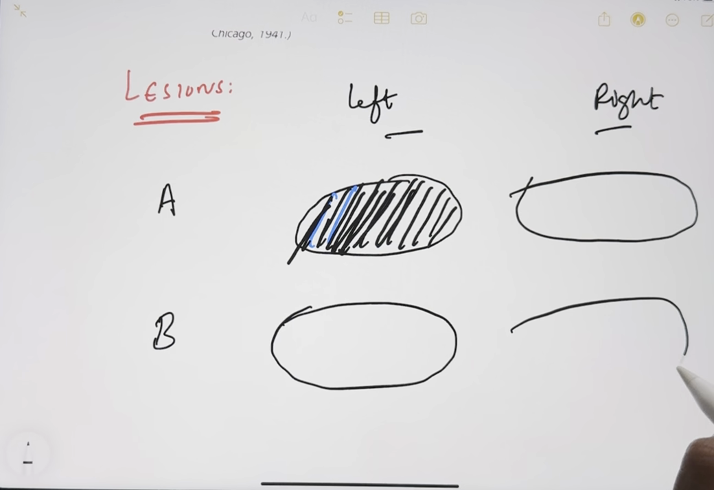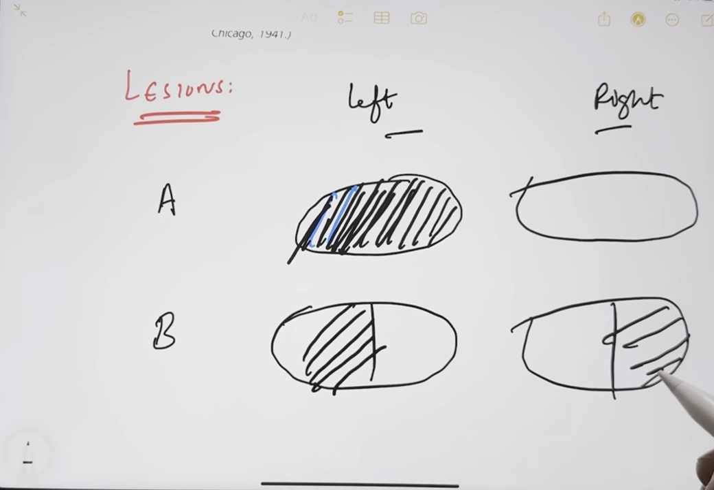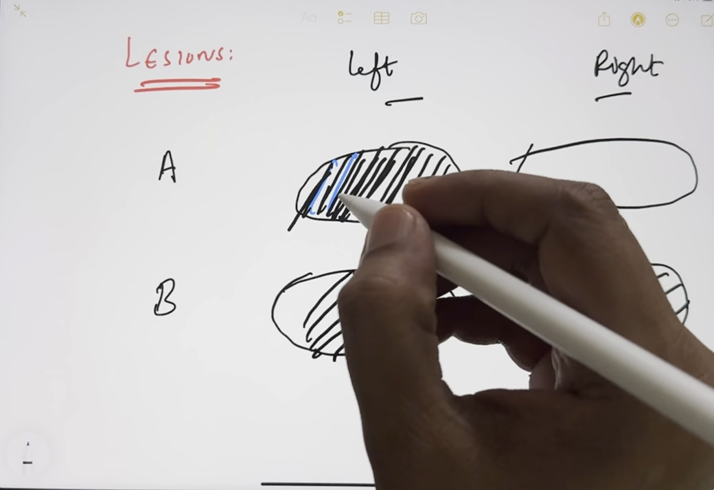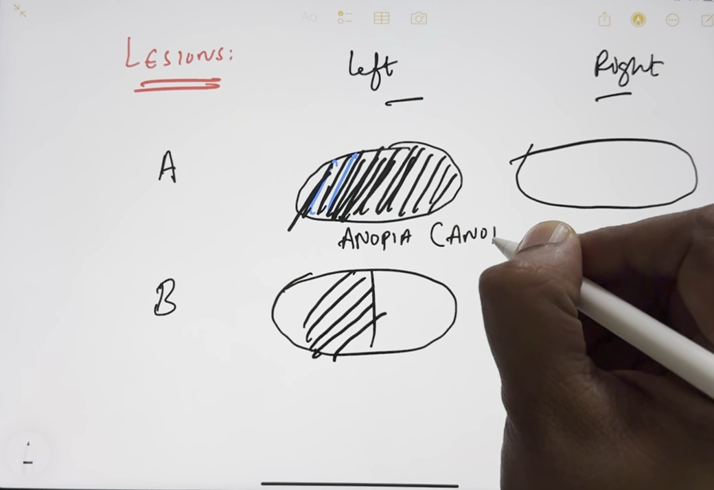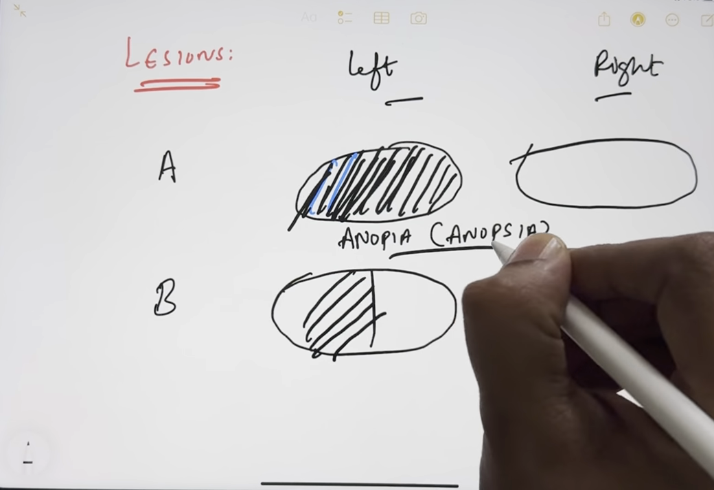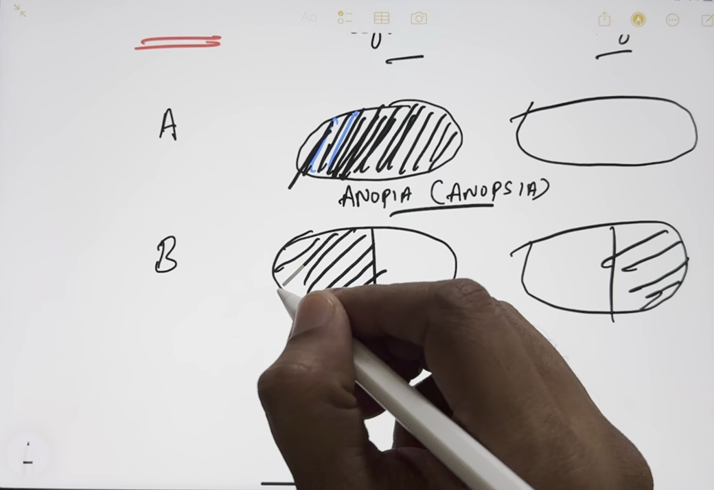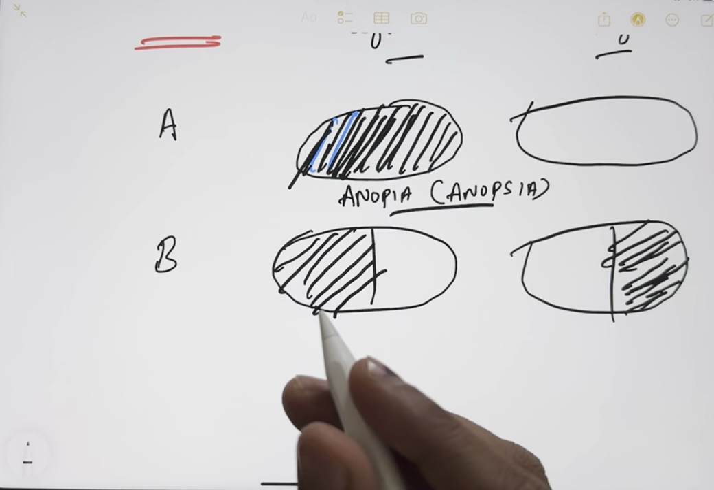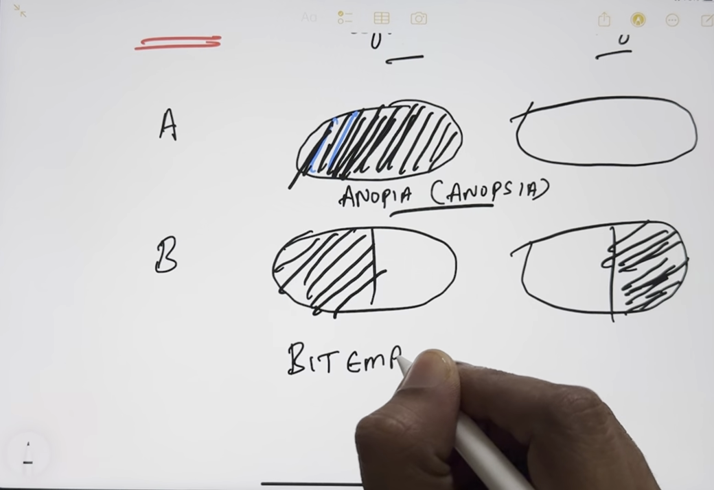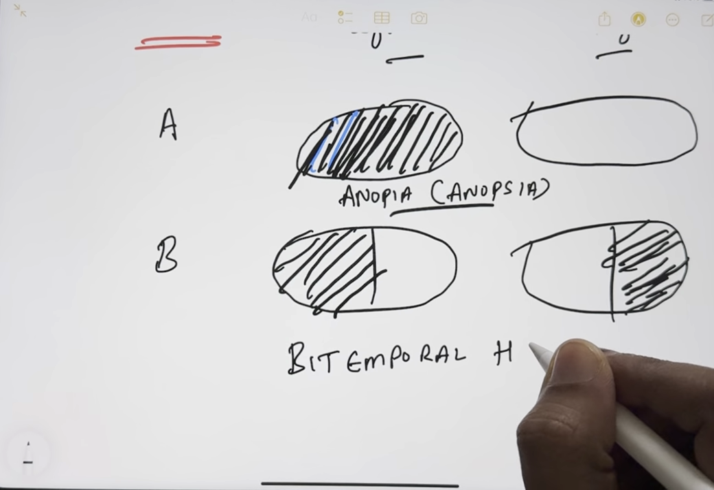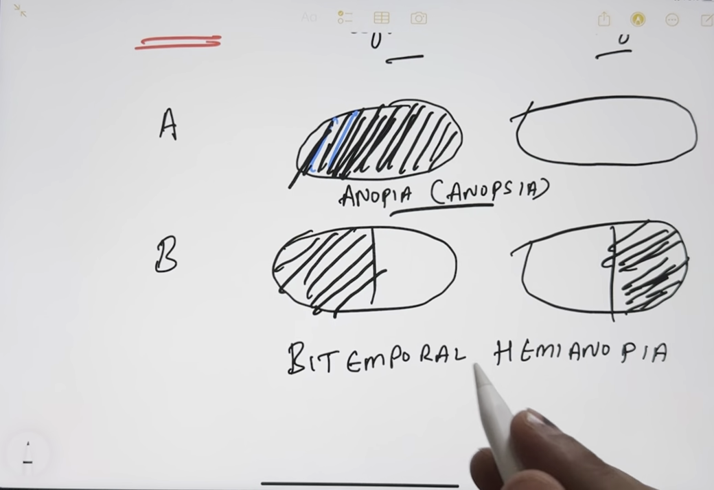Typically this visual field defect is called bitemporal hemianopia. This complete blindness is called anopia, or it is also known as anopsia. Both are the same, anopia or anopsia, that is the blindness. Now, here half of the visual field is affected. So it is called bitemporal hemianopia, okay, half side.